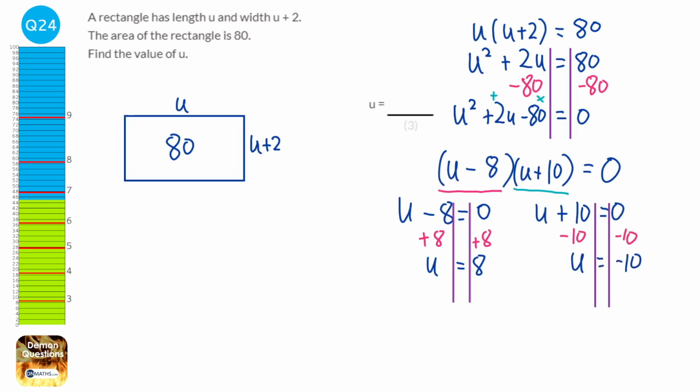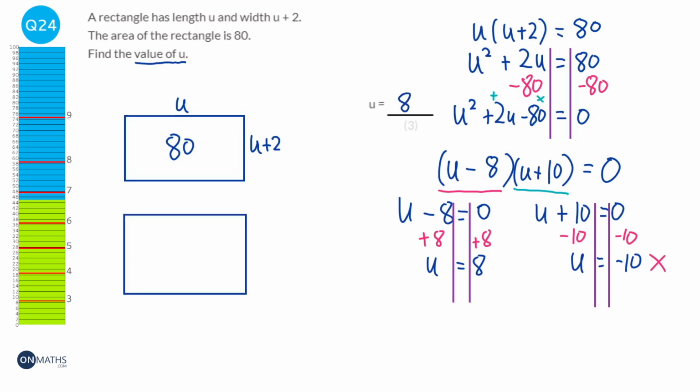Now it might get confusing because it says find the value of u, but a length needs to be positive. So this minus 10 is not the correct answer. Our correct answer will be 8. And we can actually check this because if I fill in the value of 8, so we can have 8 at the top here, and 8 plus 2, which is 10. 8 times 10 is 80. So we know that we've got the right answer.